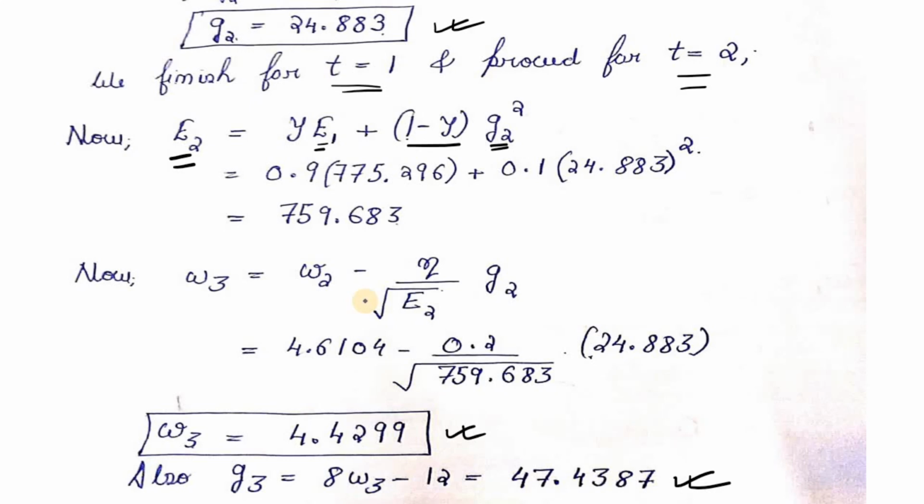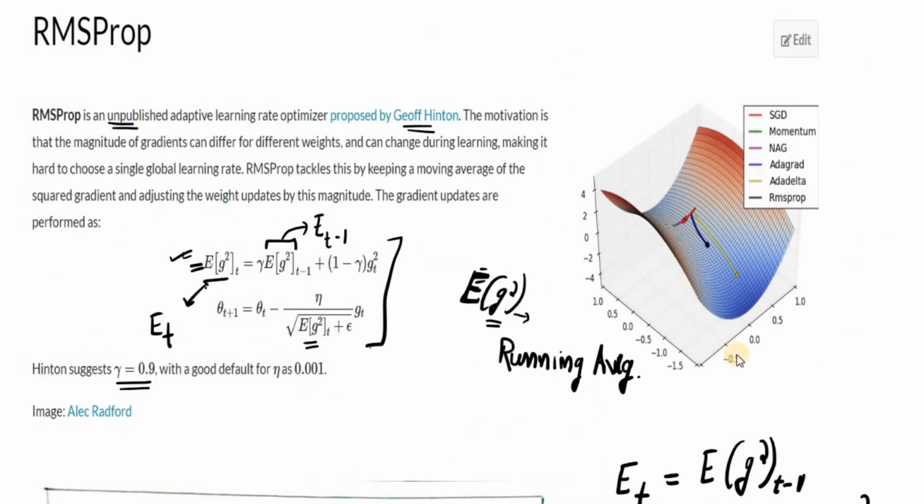Now we can successively keep on iterating for some finite number of iterations, and then we can get the result as we need. Just one thing we need to observe is the fact that the learning rate we considered as 0.2. The good default learning rate as proposed by Hinton is 0.001. So we can try out this learning rate and try to see if we are getting better results with this learning rate or not.